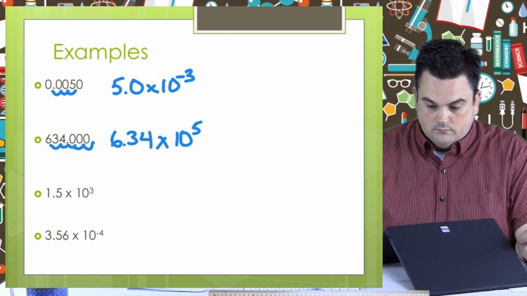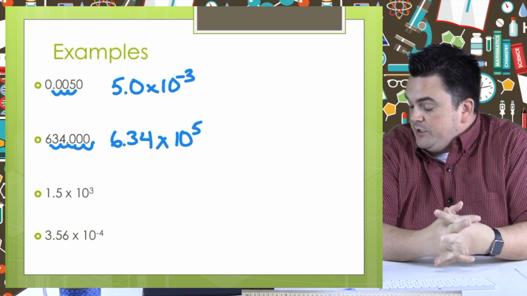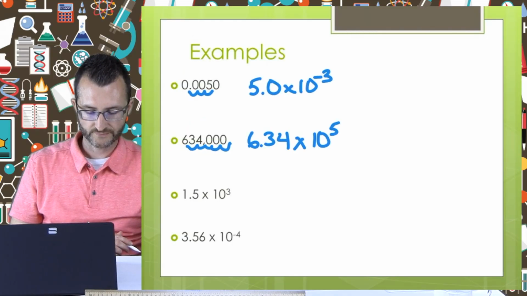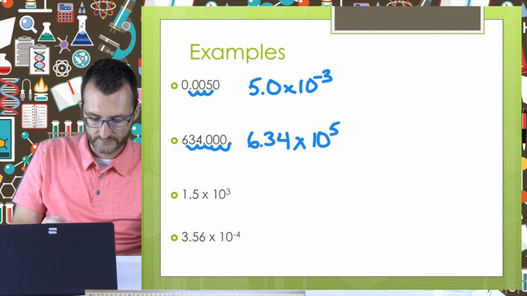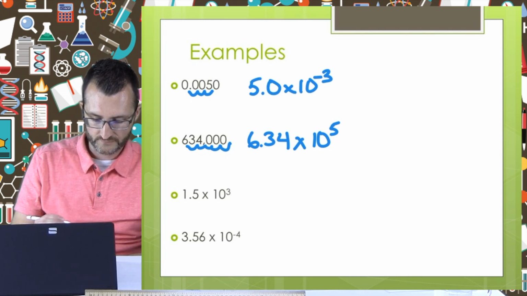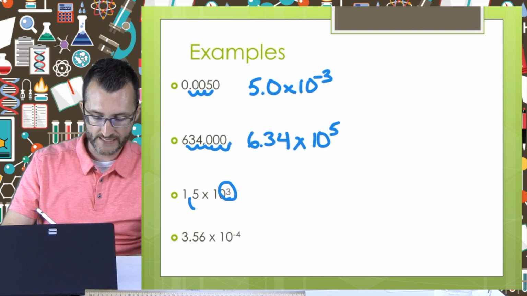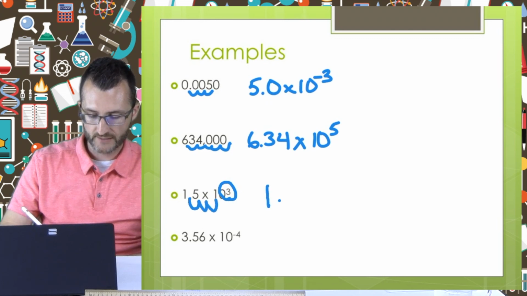Sounds good. All right, Shu, so these last two examples, we're going to change these back into standard notation. Are you ready? I think so. All right, good. So if we look at this first example of 1.5 times 10 to the 3rd power, is this going to be a larger number or a smaller number? Well, we've got a positive exponent, so I'm going to say a larger number. Good. So what's it going to look like? All right, we're going to move that decimal over 3 to the right, we're going to get 1,500.